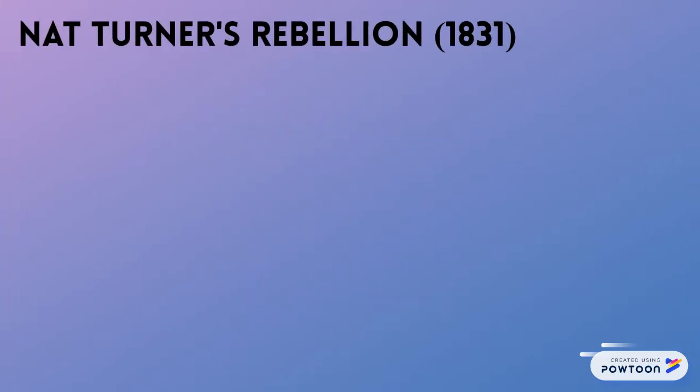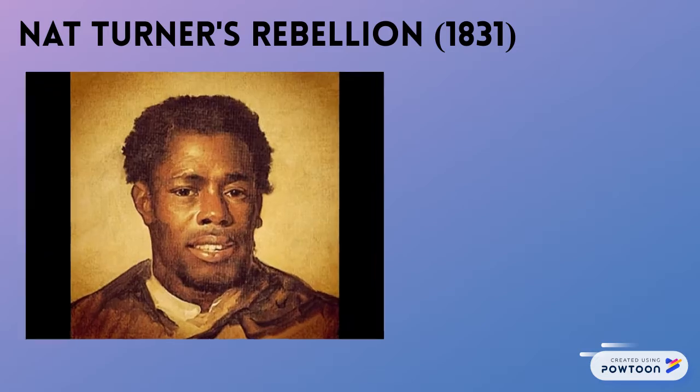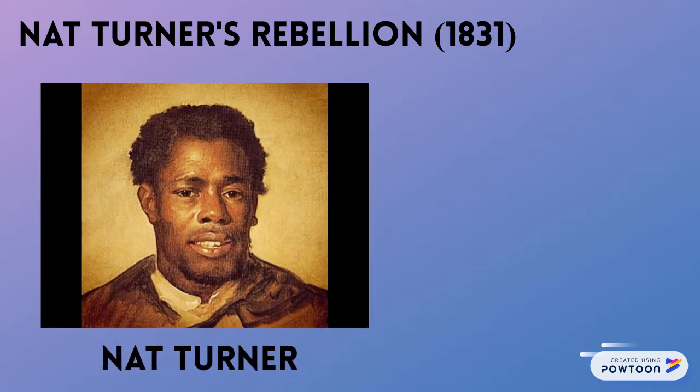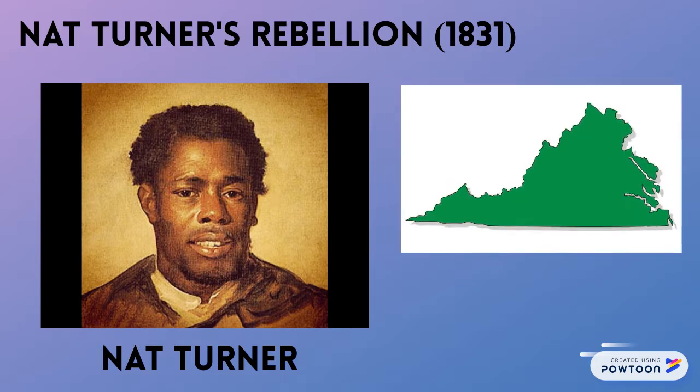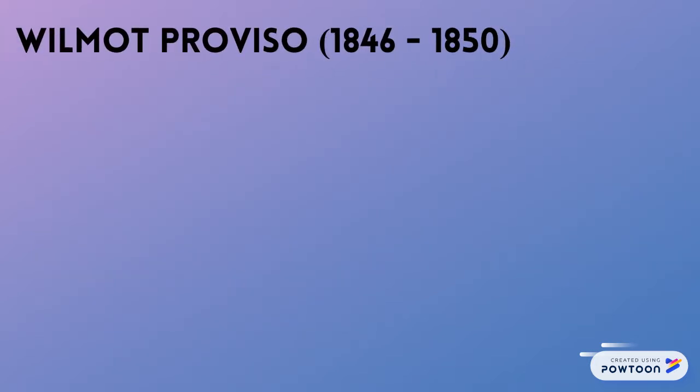Next is Nat Turner's Rebellion in 1831. A slave named Nat Turner incited an uprising that spread through several plantations in southern Virginia. Turner and approximately 70 cohorts killed around 60 white people. Virginia lawmakers reacted to the crisis by rolling back what few civil rights slaves and free black people possessed at the time.